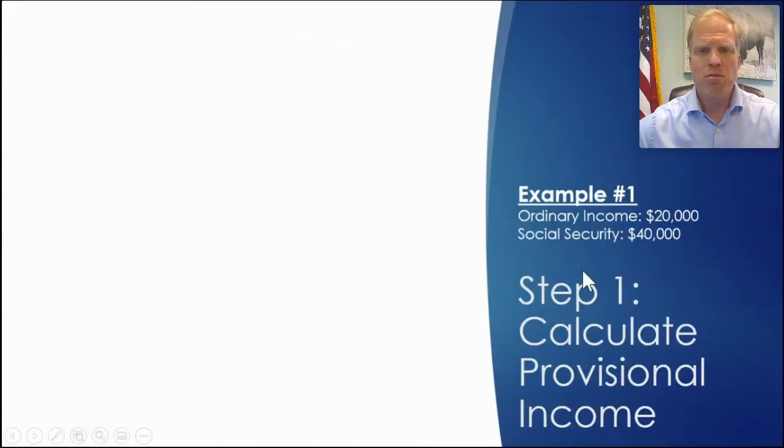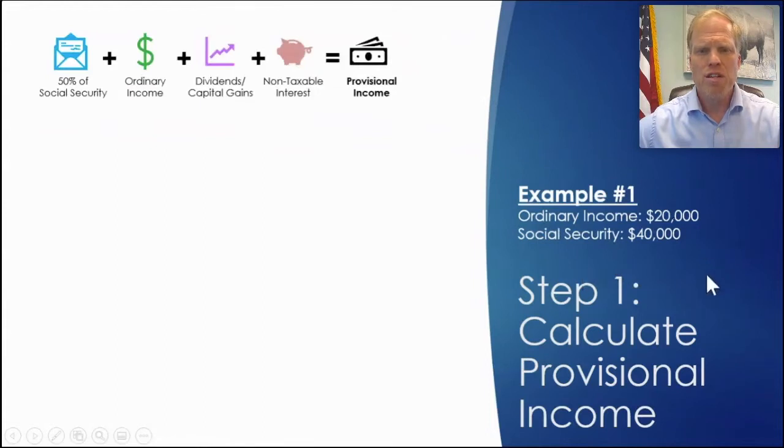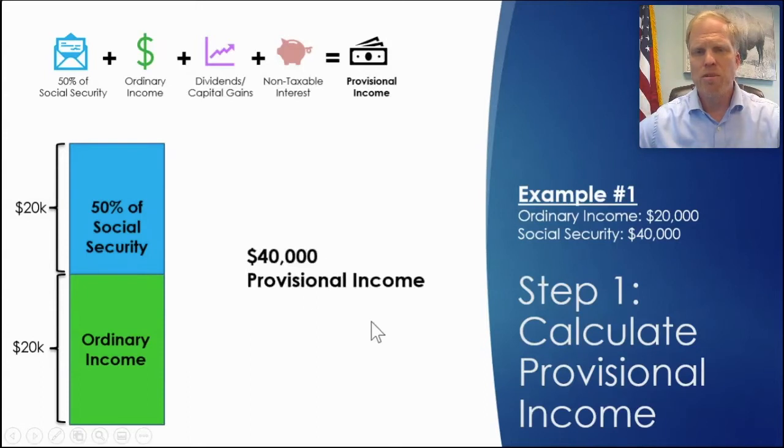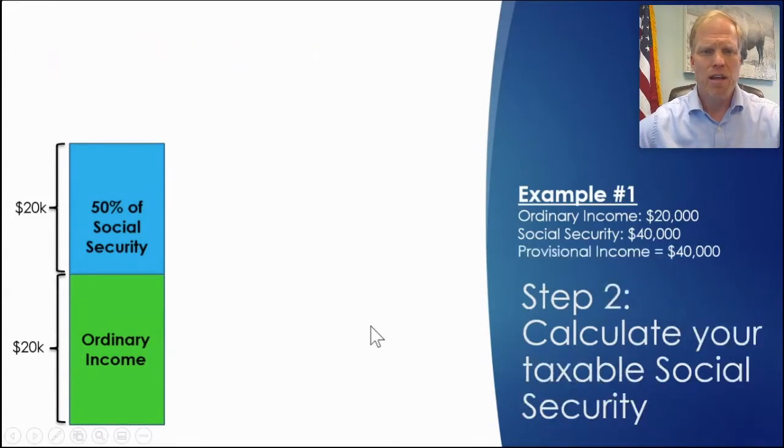So let's use an example where we have $20,000 of ordinary income and $40,000 of Social Security income. Well, the provisional income calculation says take 50% of our Social Security. So Social Security was 40, 50% of that is 20. All of our ordinary income, which is 20,000, and add those together, we get a provisional income number of 40,000. Now let's apply the thresholds.